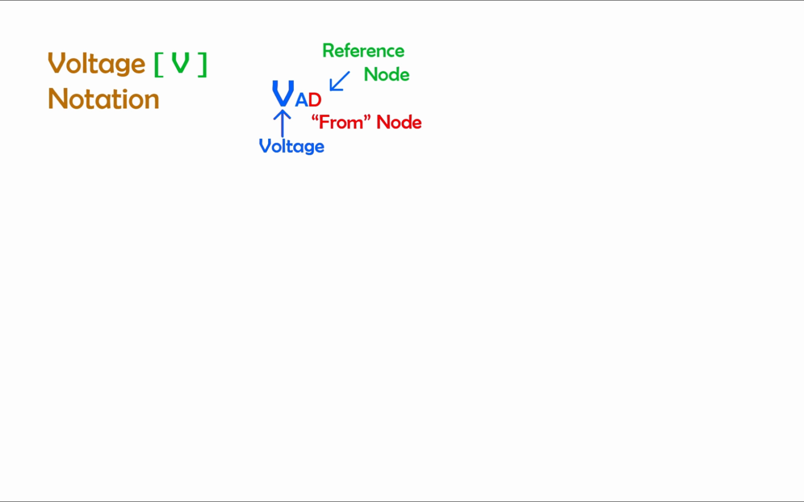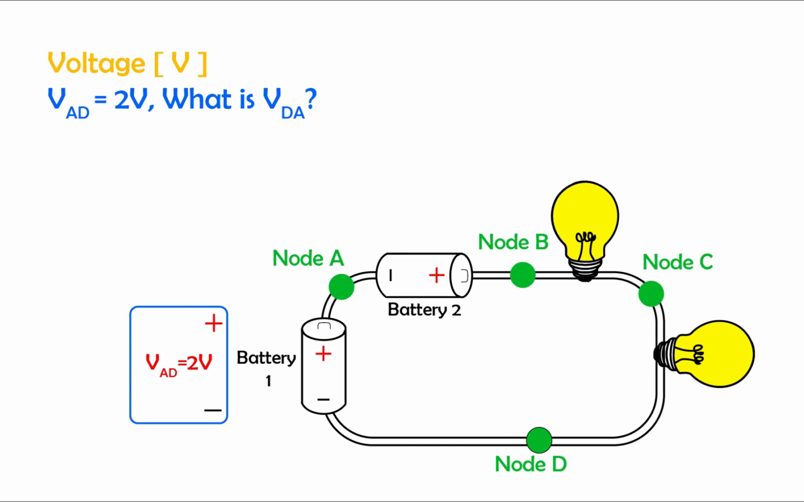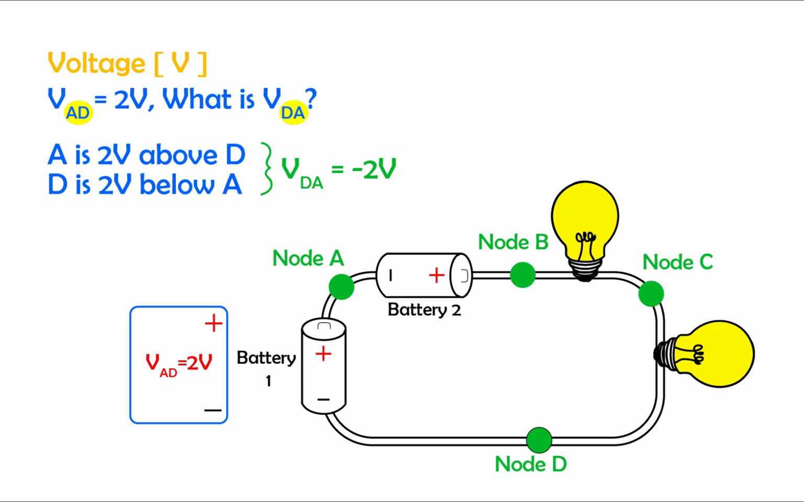So we know that point A is 2 volts above point D, but what is the voltage VDA? Note that we changed the order of nodes in this question, and since point A is 2 volts above point D, it is also true that point D is 2 volts below point A. Therefore, voltage from point D to A, or VDA, is negative 2 volts.